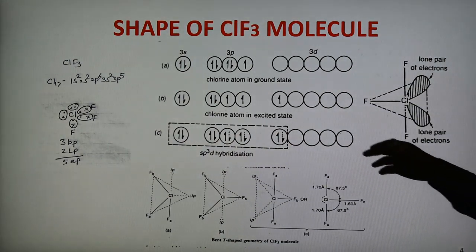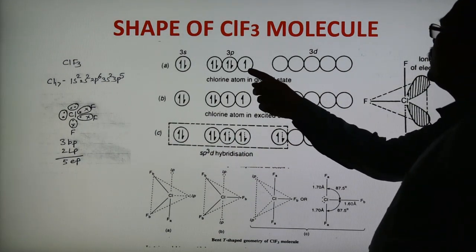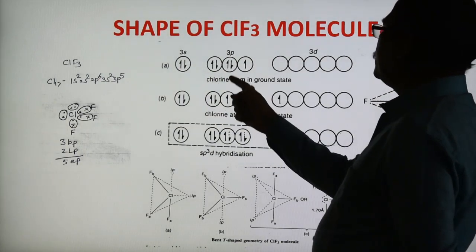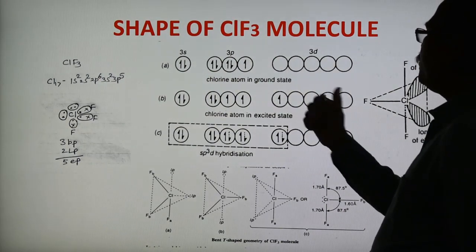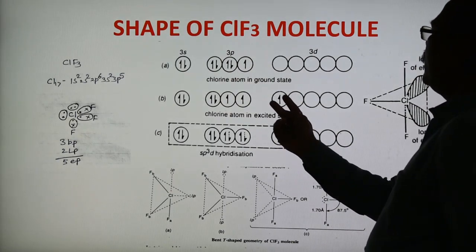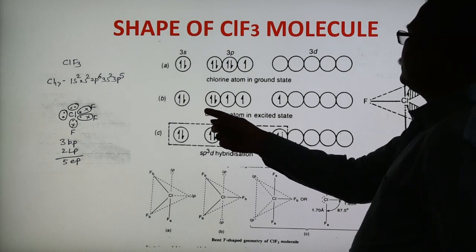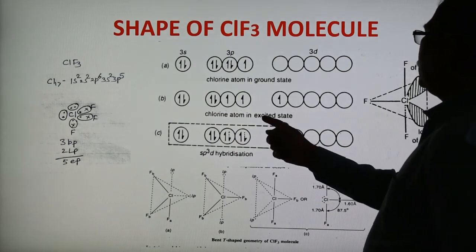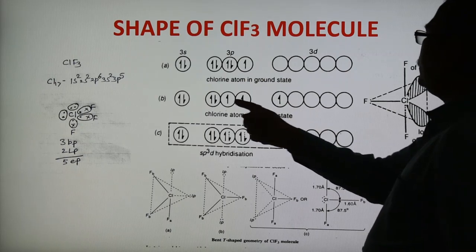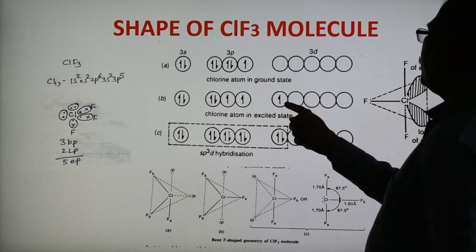In the ground state, the configuration is 3s2, 3p5, so only one unpaired electron is there. So electrons from these 2 orbitals are promoted here. And now there are 3 unpaired electrons. One electron is promoted from this, and so in the excited state there are 3 unpaired electrons.